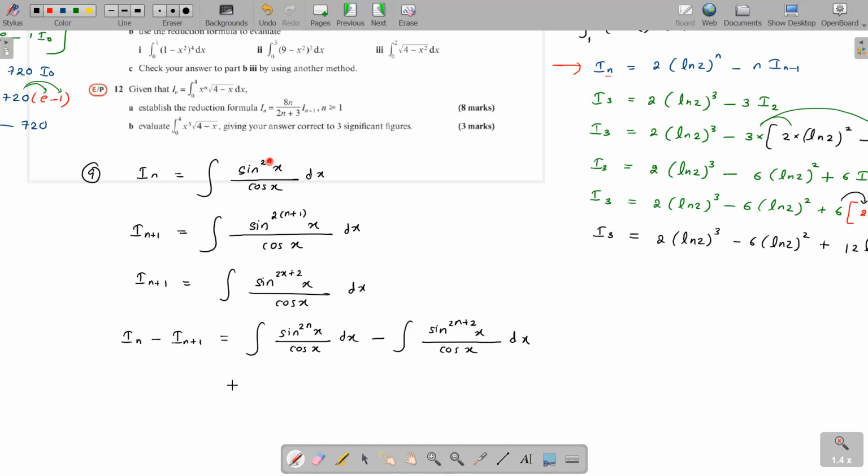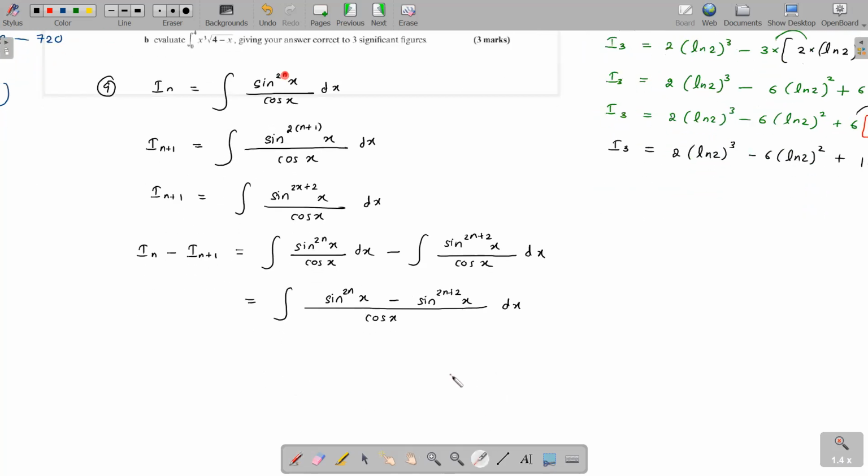Right, so we can take the integration sign, both of them are integrated with respect to x, so I can take it out. And you can see cos x is a common denominator for both, right? So we can take cos x as a common denominator and we get sine to the power 2n x minus sine to the power 2n plus 2 x. The integration happens with respect to x. This is okay?